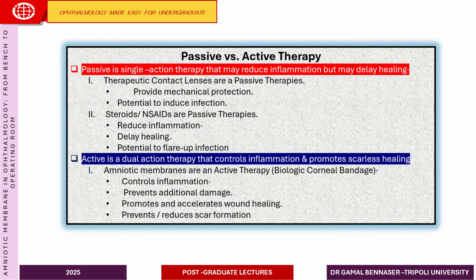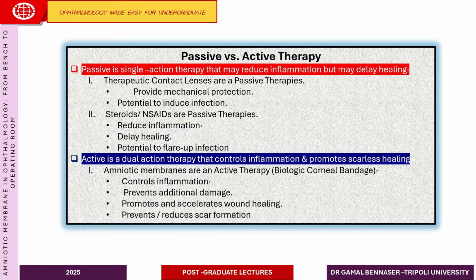Now, when we speak about the contact lens or the steroids, both of them are classified as passive therapy because it is a single action therapy that reduces the inflammation but may delay the healing. And this is expected when you eliminate or reduce the inflammation. This will end up delaying the healing. And instead of healing within a few days, the healing will be completed in weeks. And this is named a single action therapy or passive therapy. This is applicable for contact lenses and steroids.